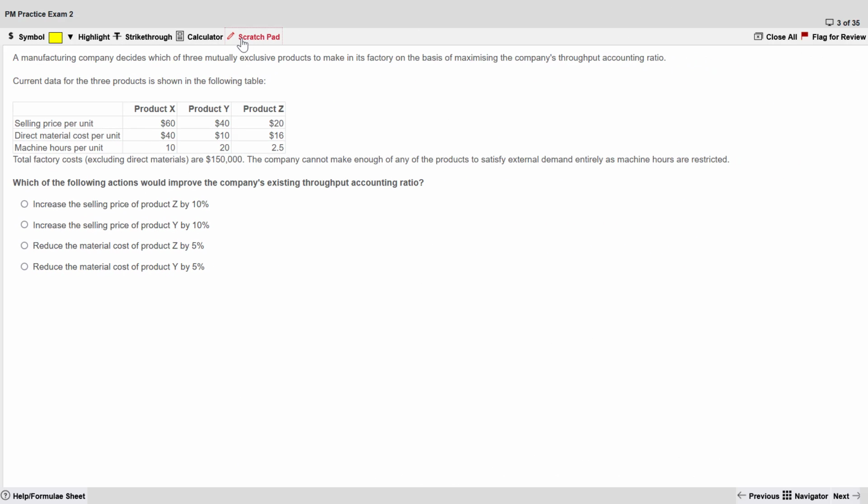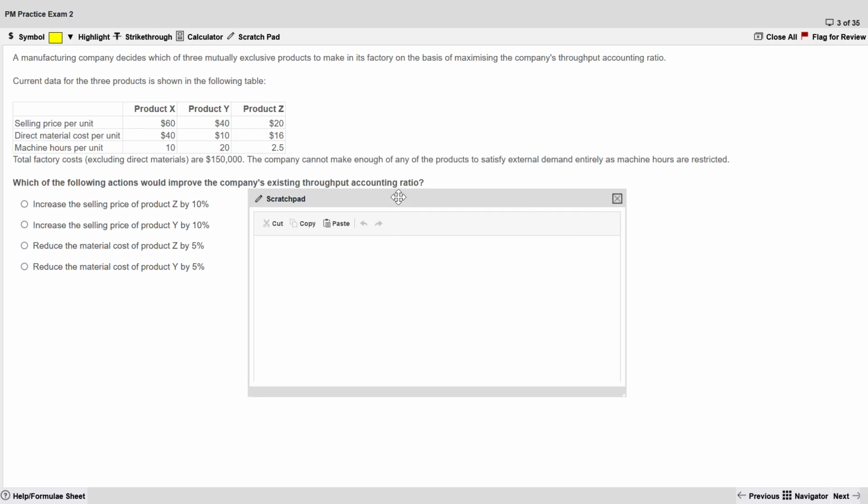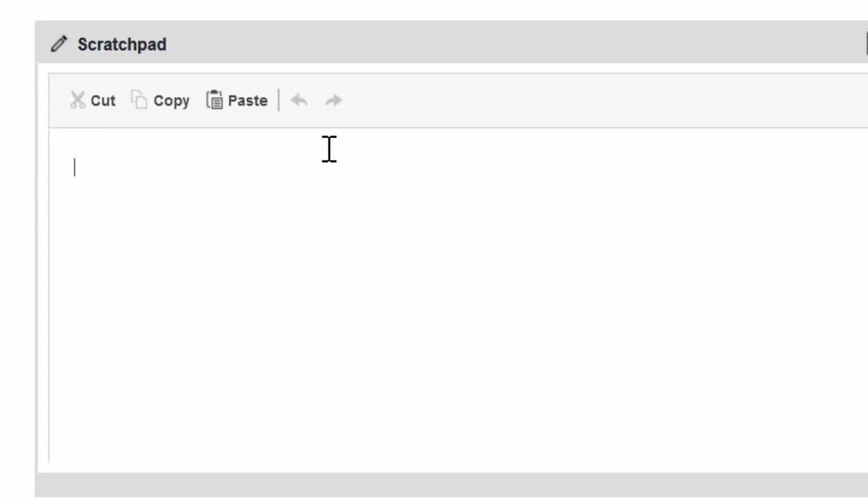Let's do this in the scratch pad. So I open this up. I've got 4 options. For our demo, I'll just number them here. In the real exam, you wouldn't need to do that. Remember, no one will look at that. So option 1, we're going to increase the selling price of Z. So I'm just going to put this down, 20 minus 16, and I'll increase that price in a moment.